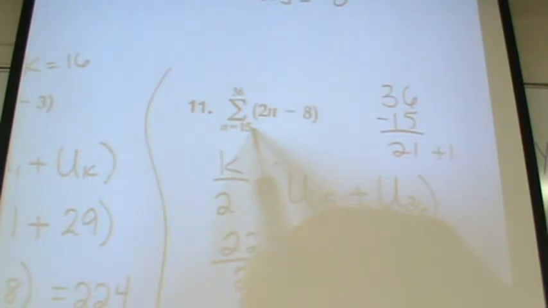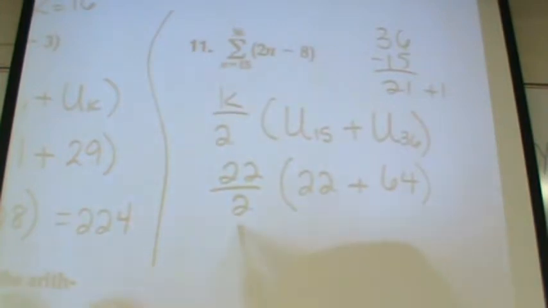You're going to plug a 15 into this problem. When you plug a 15 in here, you're going to get 2 times 15 is 30, and 30 minus 8 is 22. So the 15th term, which is the first term of the sequence that you're going to add, is 22. And then for the 36th term, you're going to plug a 36 in here, and you'll get 64 is your 36th term. 11 times 86, and your answer is 946 for the sum.